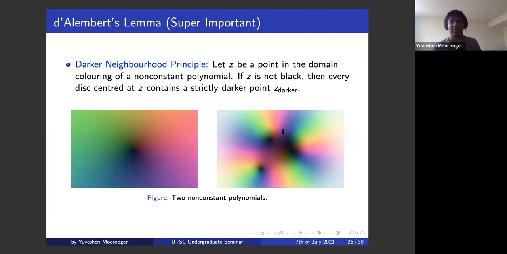I haven't looked at how you would show this using the darker neighborhood principle, like how you would show that using domain coloring. I guess that's just my best guess right now.